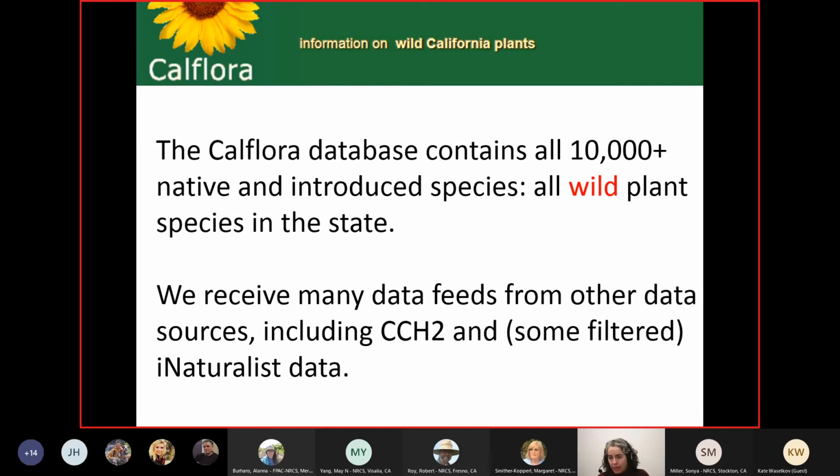As I mentioned, 10,000 plus native and introduced species, all wild plant species in the state, is what the database contains. And we receive many data feeds from other data sources, including CCH2 and some filtered iNaturalist data. We only take research grade iNaturalist, and then we have several other filters set up beyond that, so we don't get all iNaturalist data, but we do have some. And then we have a couple other big data sets also, and then some smaller, like dozens, maybe even 100 smaller data sets that we serve.